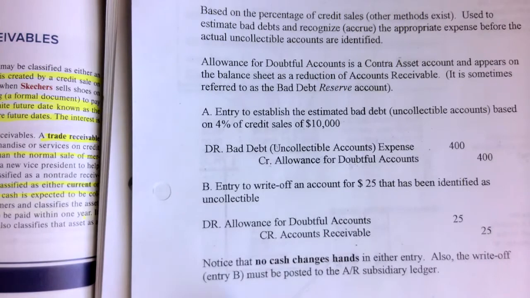The other thing I mentioned must be posted to the accounts receivable subsidiary ledger. So when we have accounts receivable on our general ledger, that's a roll up of each individual customer's account, right? So if you're Sears or let's say Walmart.